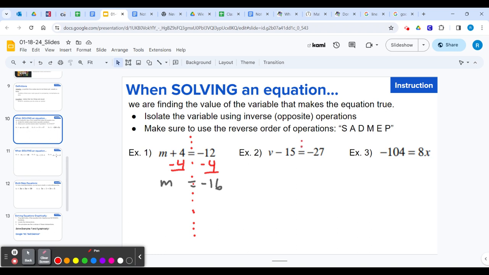If I divide my equation into two sides, the left and the right, and then try to strip things away from my variable v, I'll add 15 to both sides because we're using the opposite operation there. Then we'll get v left over on the left and negative 27 plus 15. Let's use our calculators there if we need it. That should give us negative 12 on the right.